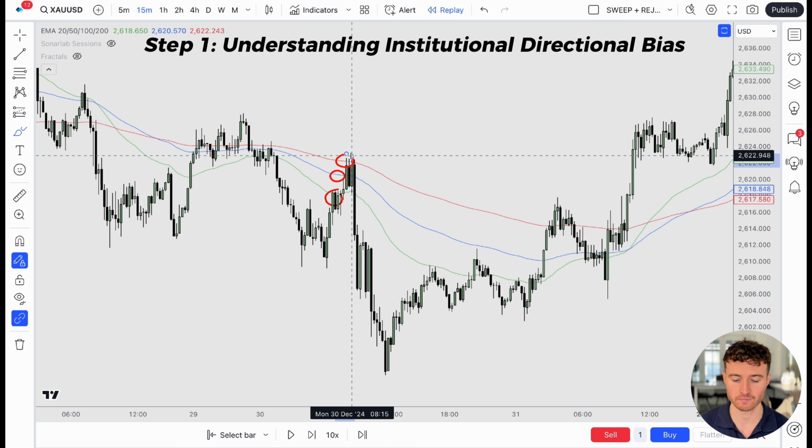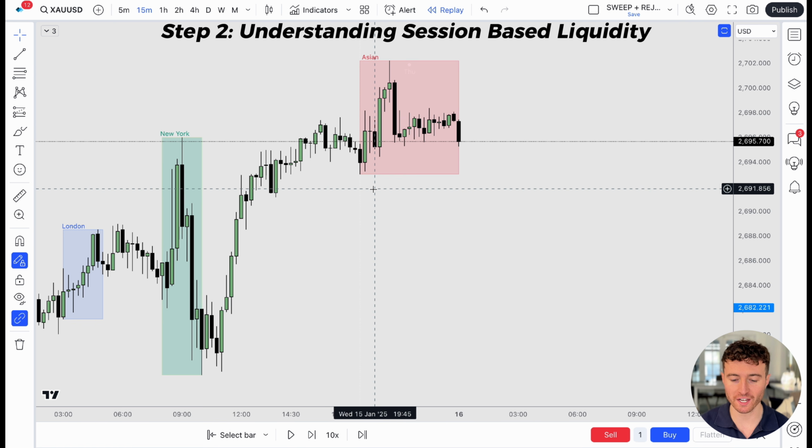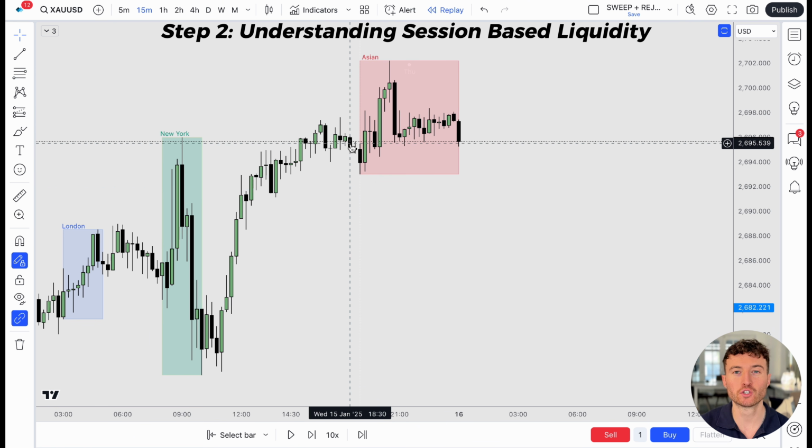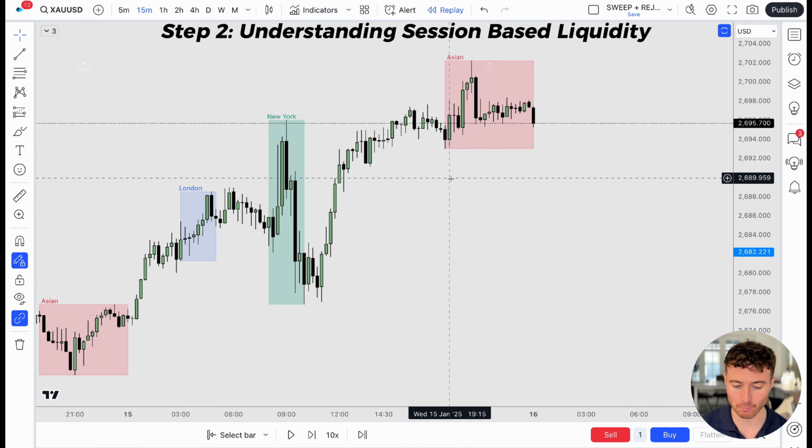Okay, so step number 2 is understanding session-based liquidity. And if you do not understand this concept, there is literally no way that you could possibly be profitable trading the markets intraday. So if you're day trading, there's no way that you can be a good day trader without this one single concept. So let's just keep things very, very simple.